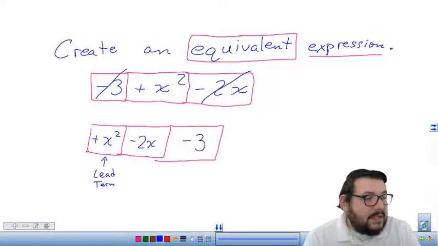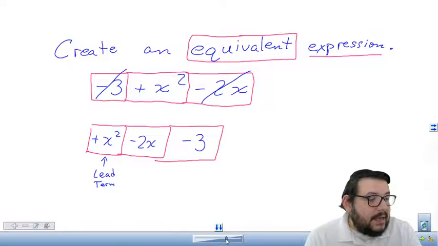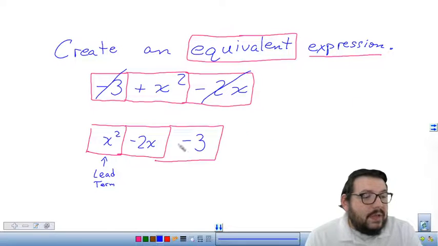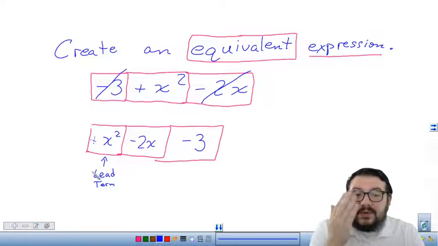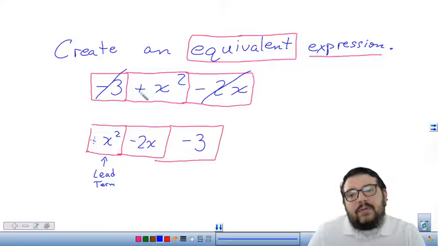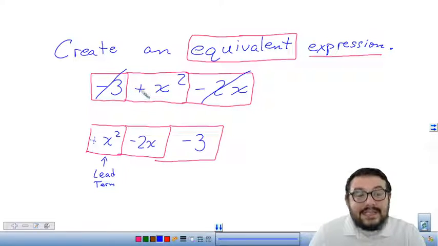And remember, if it's the lead term, we're allowed to leave the plus sign as an implied plus sign. We know that it is there, but we do not have to write it. It's just invisible or implied. Okay, so here it was visible, or what they call explicit. Explicit means that it's visible.